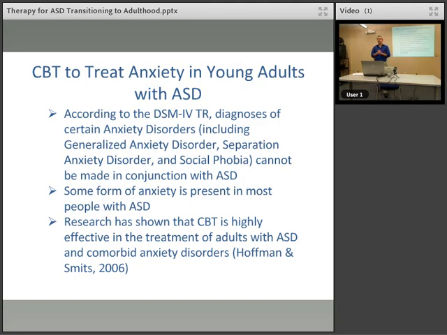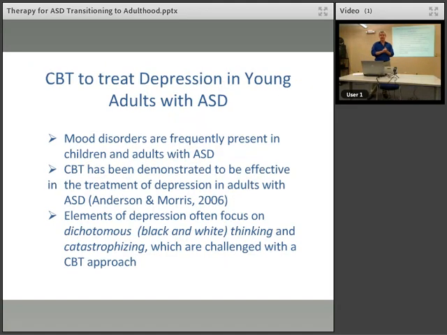Research has shown that CBT is highly effective with treatment of adults with autism spectrum disorders and comorbid anxiety disorders. There have actually been studies that show that it does really, really well with that. I'm going to talk a little bit about why when I get to depression now. Okay, so CBT to treat depression in young adults with ASDs.